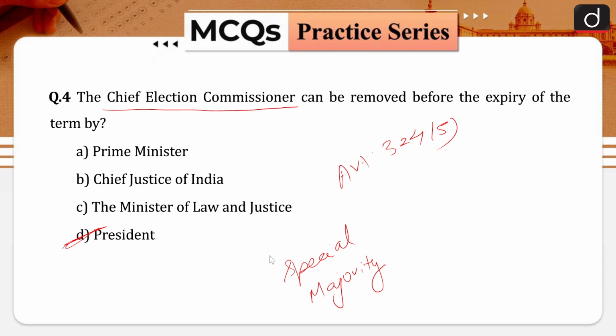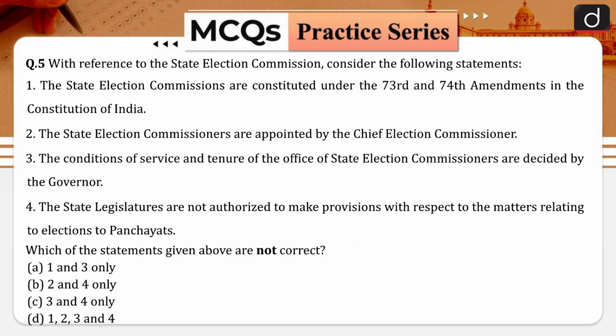Further, any election commissioner or a regional commissioner shall not be removed from office except on the recommendation of the Chief Election Commissioner, and that is why option D is the correct answer for this question. Moving to the next question of our today's discussion.